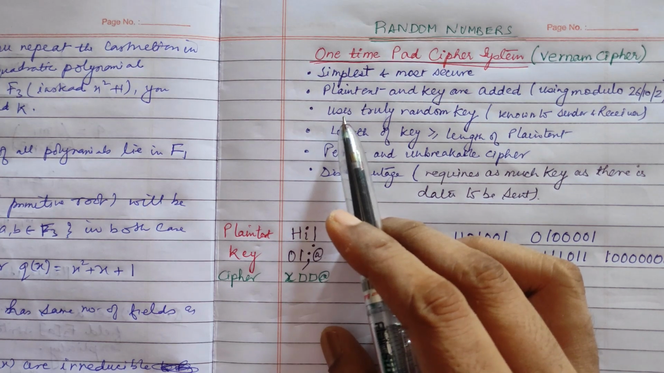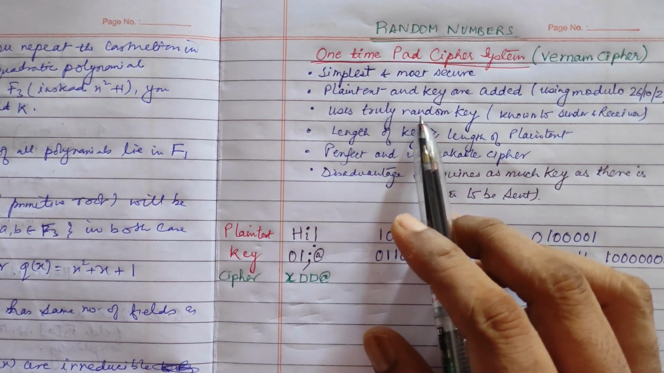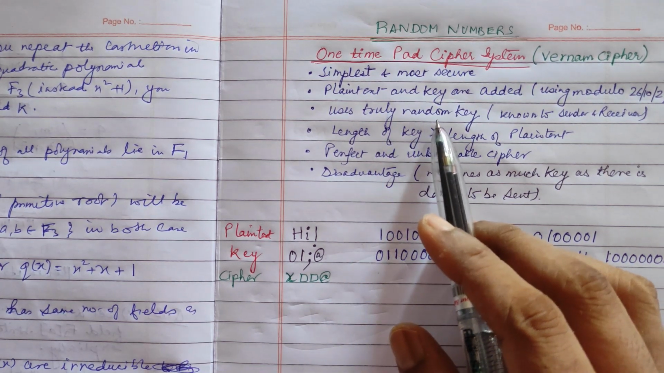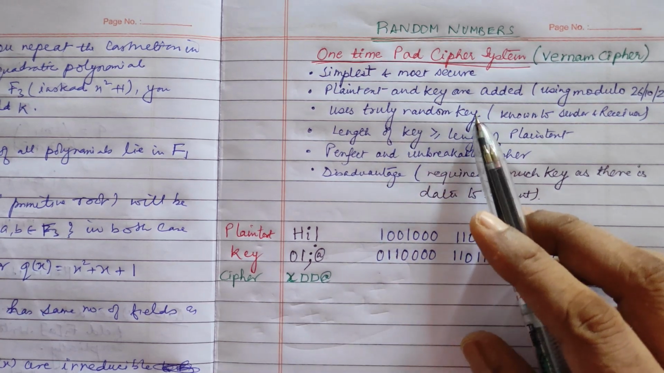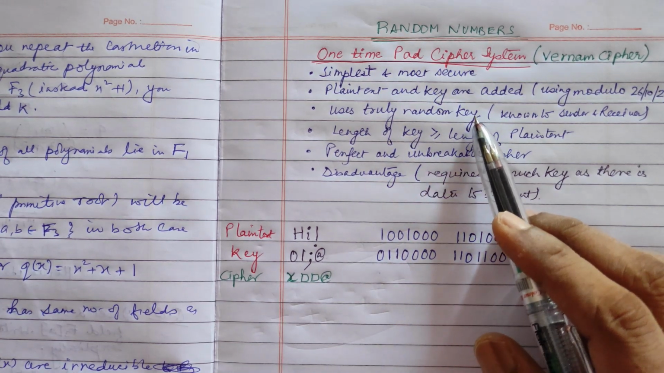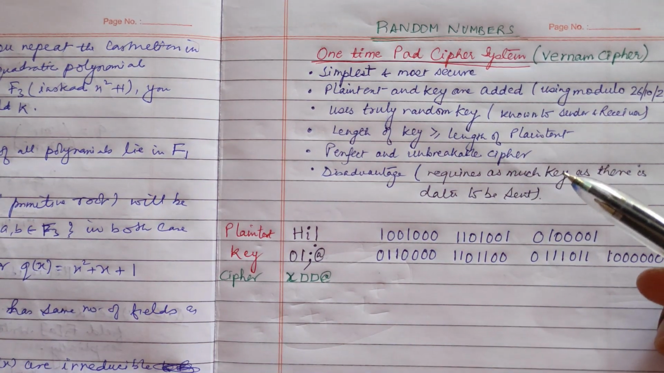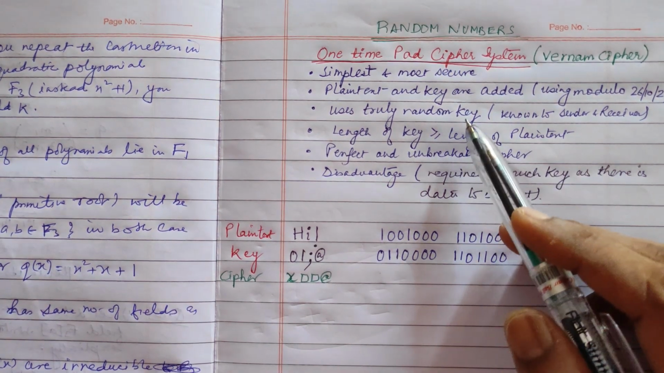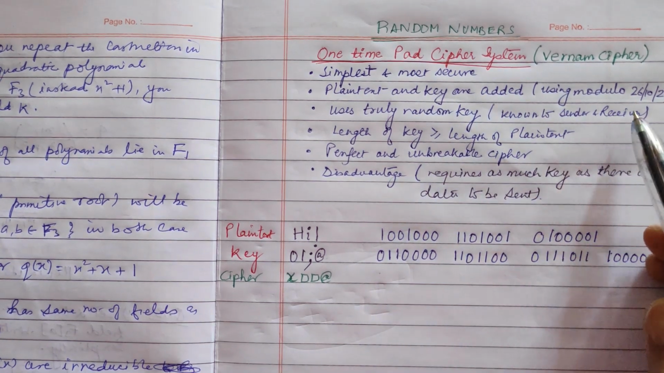Now it uses a truly random key. So what does it mean by truly random key? A random key could be a truly random or a pseudo random key. In a truly random key, the key which will be generated will not depend on any mathematical formulas. This key will be known to both sender and receiver.